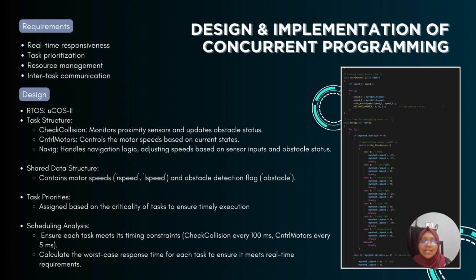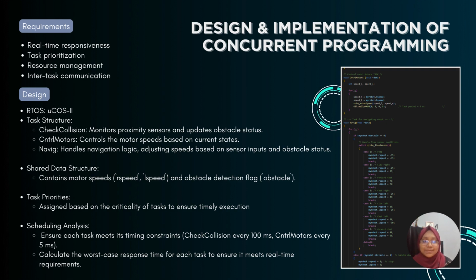For scheduling analysis, we ensure that each task meets its timing constraints, like check collision every 100 milliseconds or control motors every 5 milliseconds. Then we calculate the worst-case response time for each task to ensure it meets the real-time requirements.